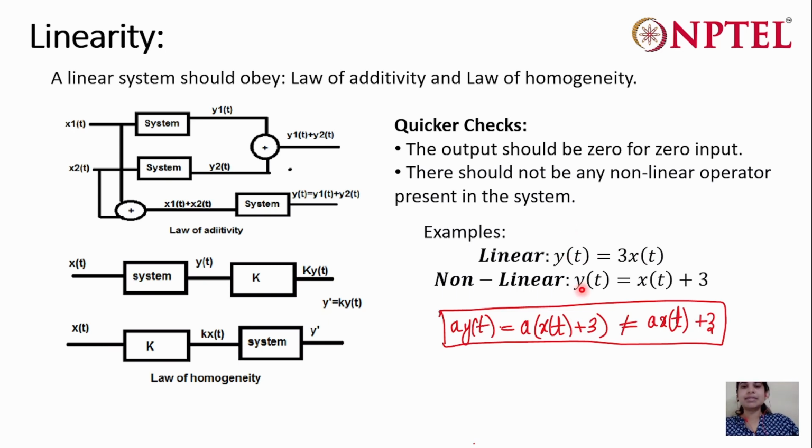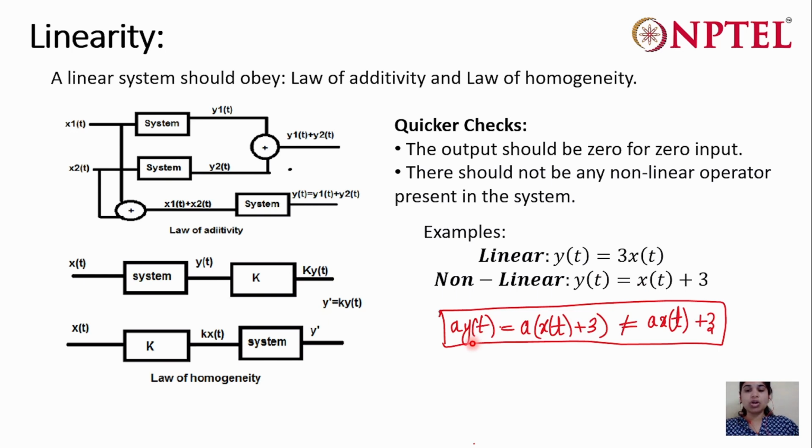Second example is y of t is equal to x of t plus 3. Even if you give 0 input, your output is not 0. y of t will be equal to 3, right? So this system is a non-linear system.